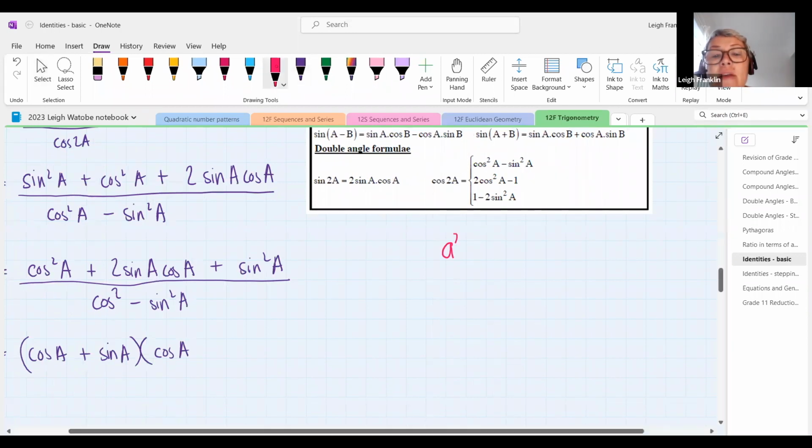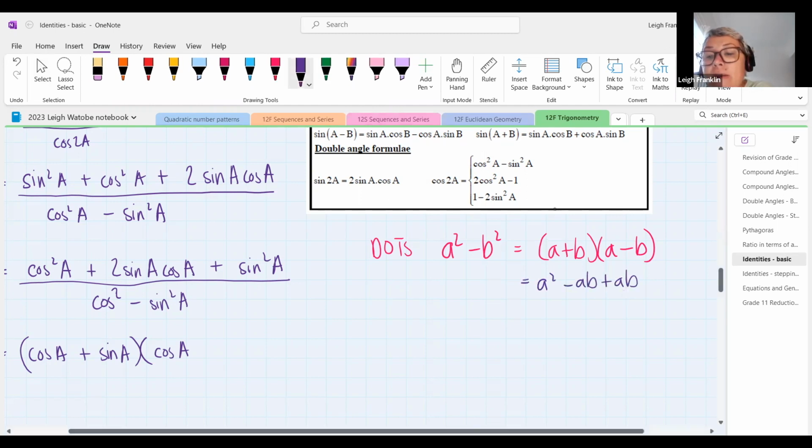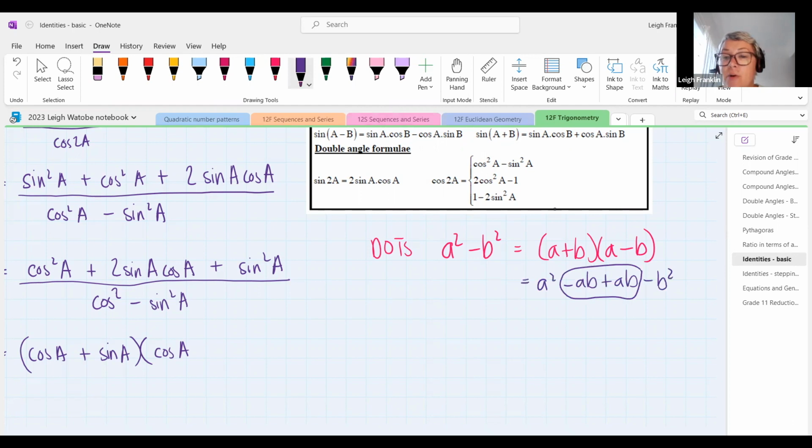If I have a squared minus b squared, that is difference of two squares. So when I factorize this, it factorizes into two brackets that are the same, but the sign in the middle is different. What's missing from a squared minus b squared is the middle term. The middle term is equal to 0. Remember, if you were going to multiply this out, you'd do FOIL and end up with a squared minus ab plus ab minus b squared. So these terms in the middle add up to 0.